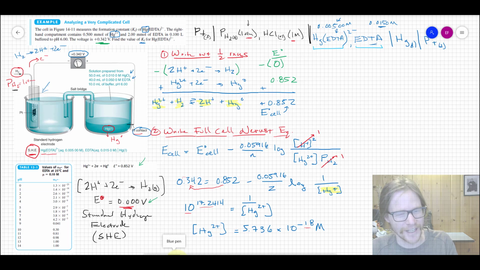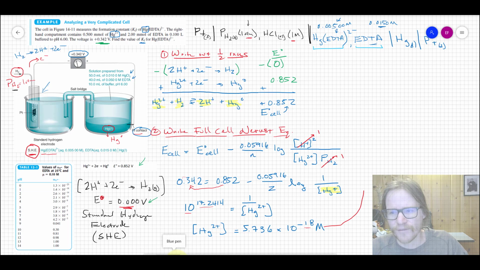Think about that for a second. I don't even know the prefix for 10 to the minus 18. Femto, I think, is 10 to the minus 15. So pico is 12, femto is 15, I think atto is 18. So you're talking about 5 attomolar as the concentration you're measuring here. Tiny, tiny, tiny amounts of mercury in solution, measured with a device that you can buy in a hardware store. That's the power of electrochemistry. So anyway, we have that value.